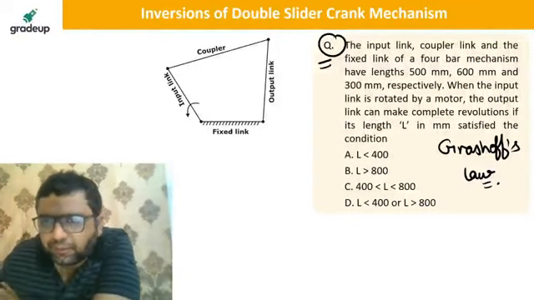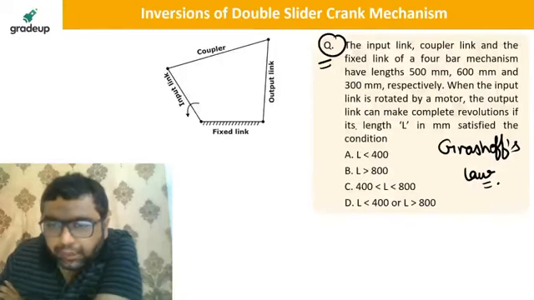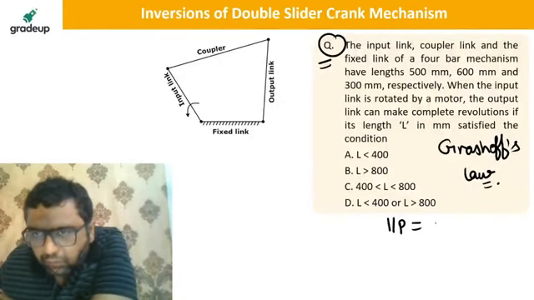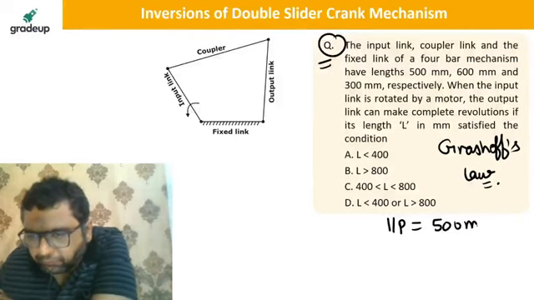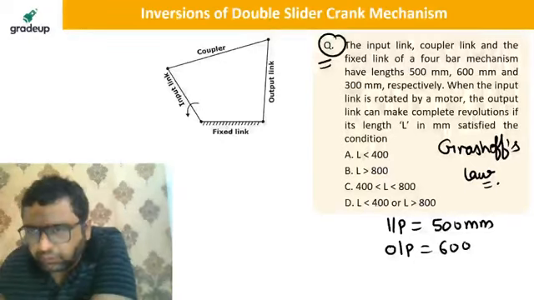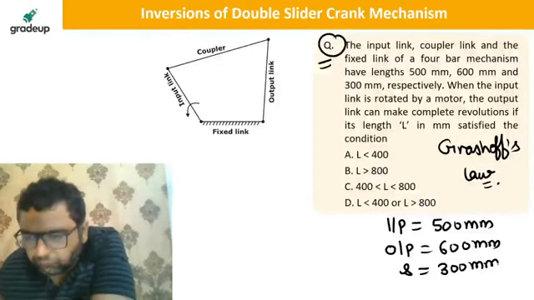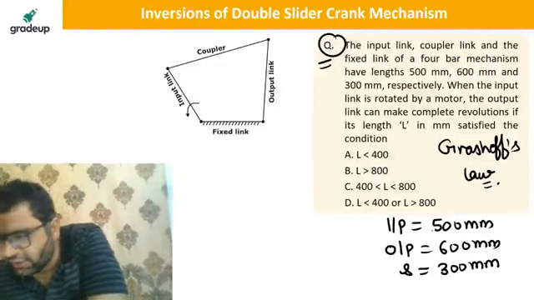You can see that input link is 500 mm, output link is 600 mm, shortest link is 300 mm.